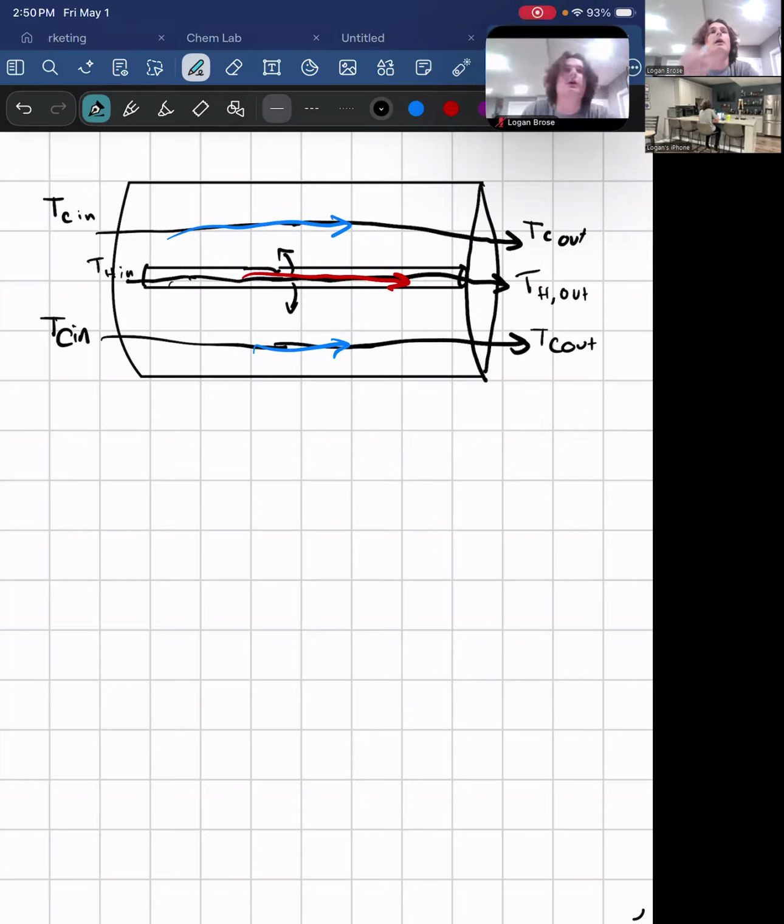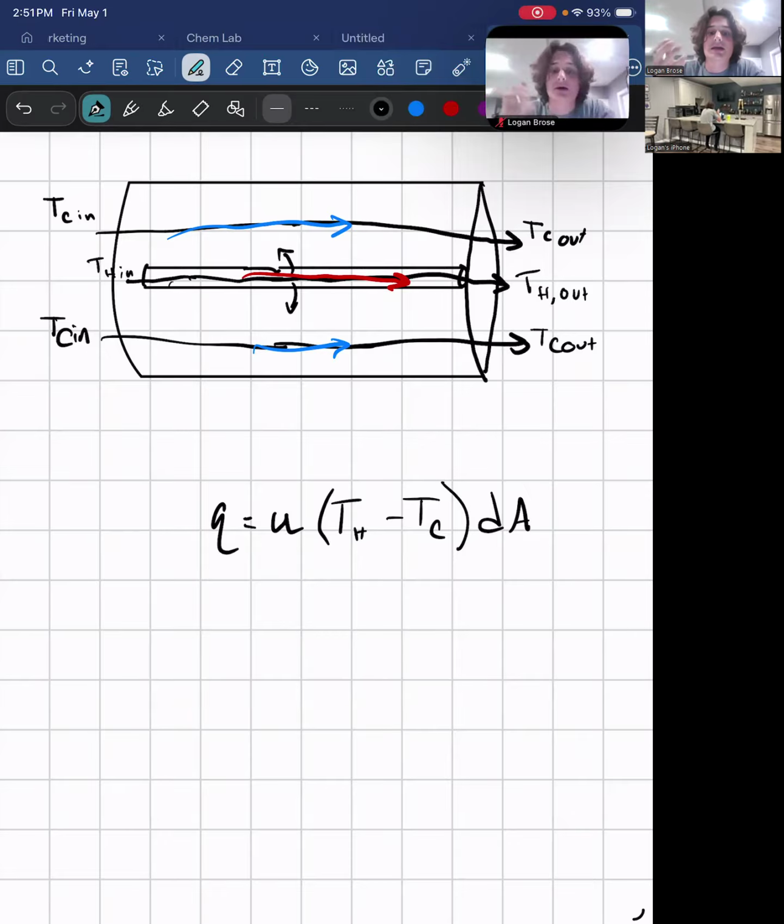When we're trying to figure out the amount of heat transfer, the equation we would use is Q equals U, which is a universal heat transfer coefficient, multiplied by the temperature difference, TH minus TC, times the difference in area. But this isn't super helpful for us because we don't know how the heat or the temperature vary with area.